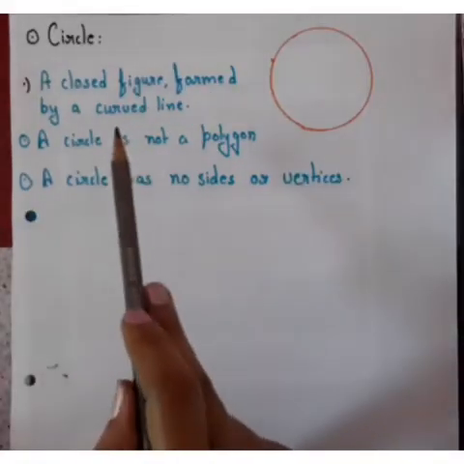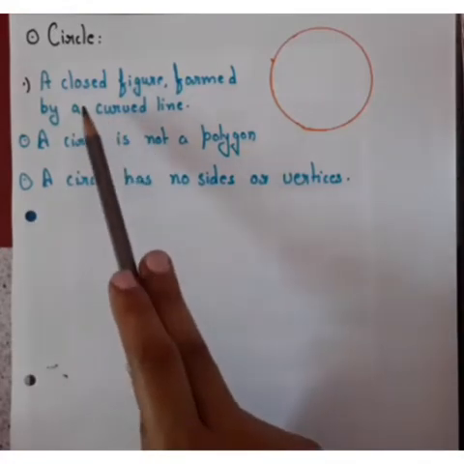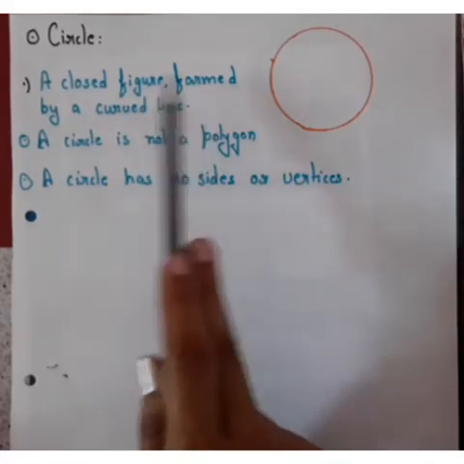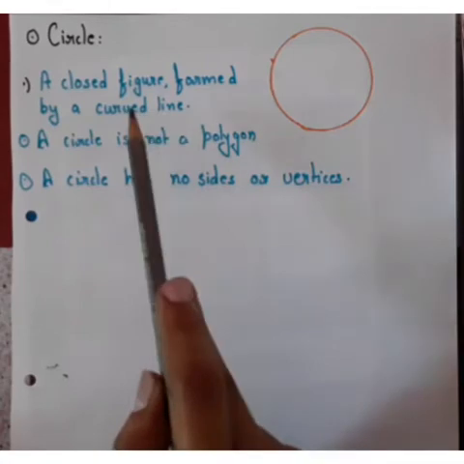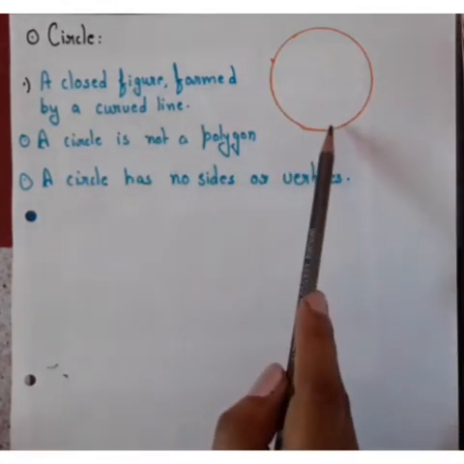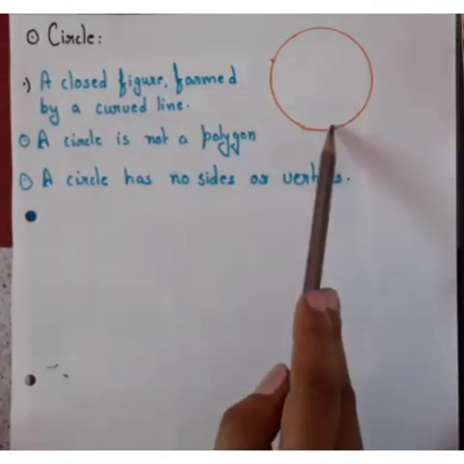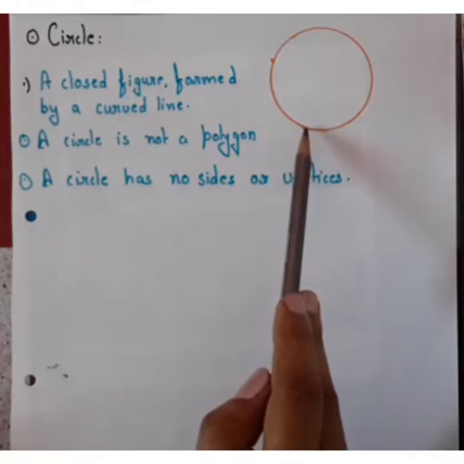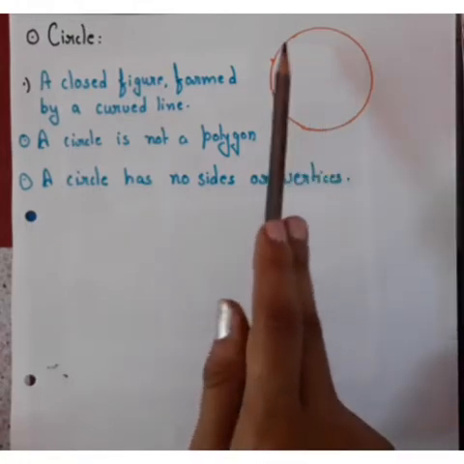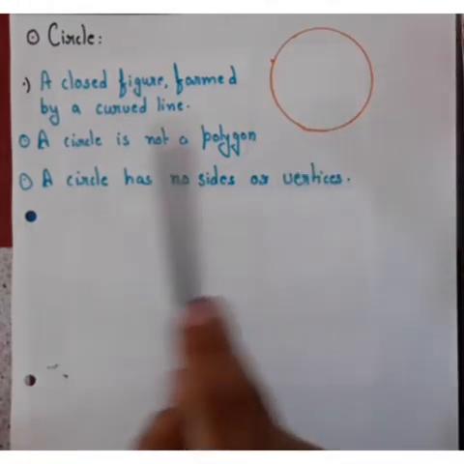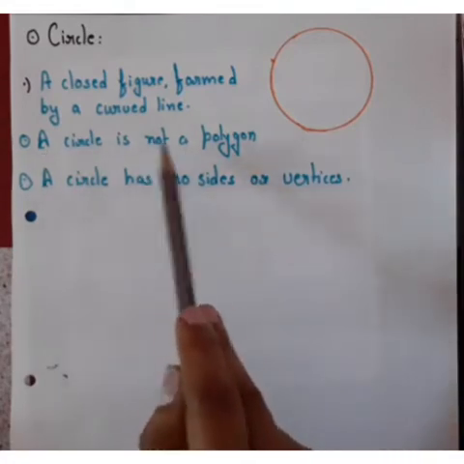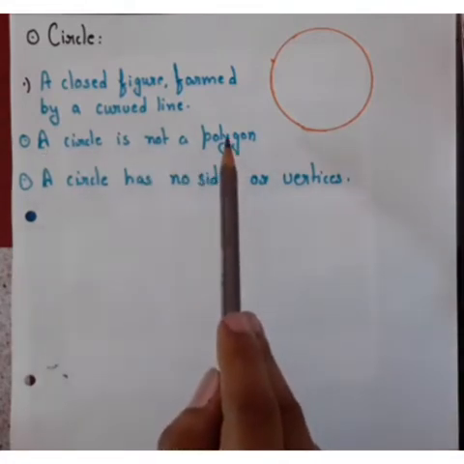Next is the circle. What is a circle? A circle is a closed figure formed by a curved line. As you can see, I have drawn a circle over here. It is a closed figure as it has the same starting and ending point, and it is formed by a curved line. Second point: a circle is not a polygon.